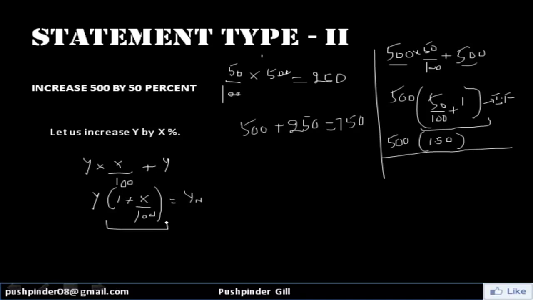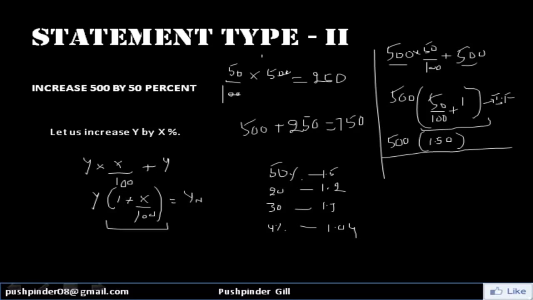If it's 50%, guys, it's going to get multiplied by 1.5, right? If it's 20%, if you calculate it, it's going to get multiplied by 1.2. If it's 30%, it's going to get multiplied by 1.3, right? However, if it is 4%, it is going to get multiplied by 1.04. So now your questions become so simple that you can solve anything very simply.